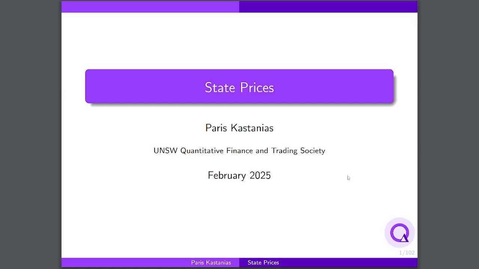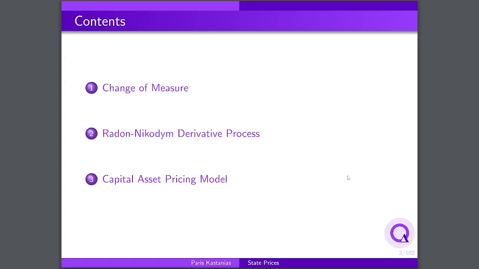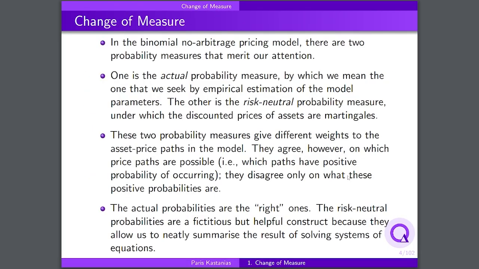We're going to be going through 3 things today. The first one is a change of measure. As we said here, there are these 2 measures, actual and risk neutral. Sometimes we're dealing with the risk neutral measure and then we want to change back to the actual measure, so we're going to find a technique to do that. We're also going to introduce something called a Radon-Nikodym derivative process, and then we're going to talk about optimization in the capital asset pricing model.